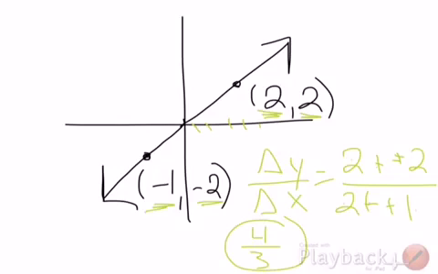So those are the 3 instances. Each time you're just going to be looking at your ordered pairs and finding the change in y over the change in x.